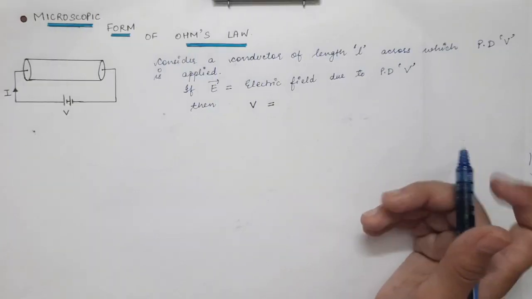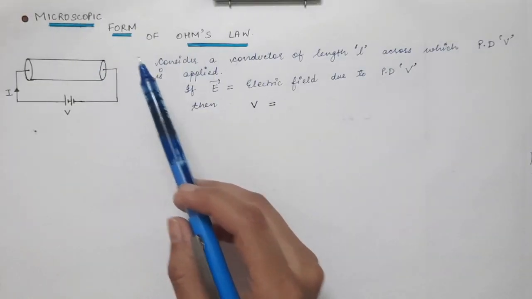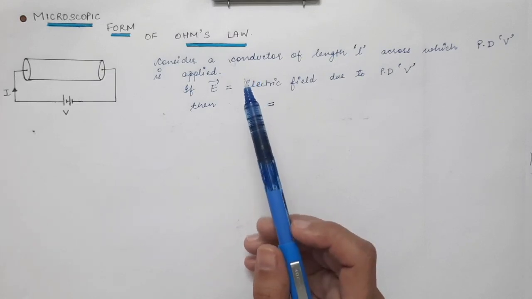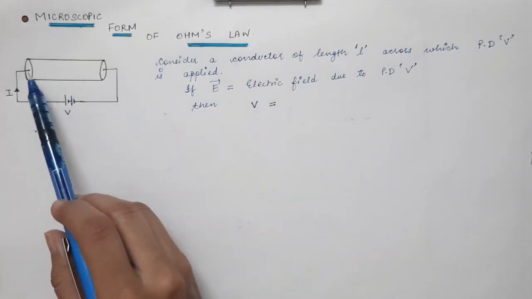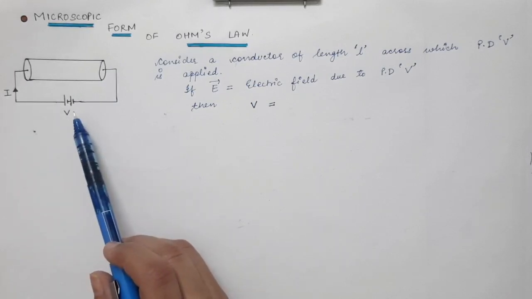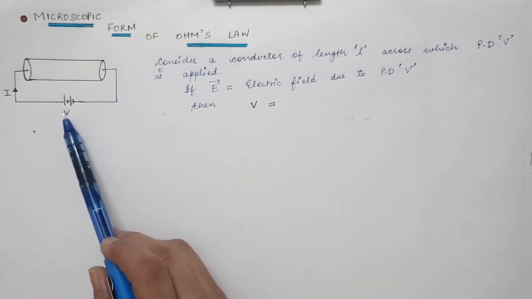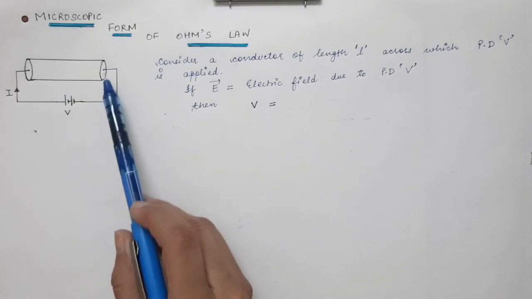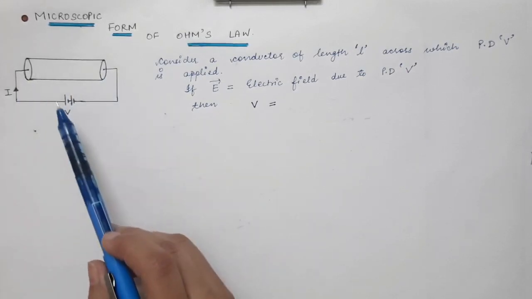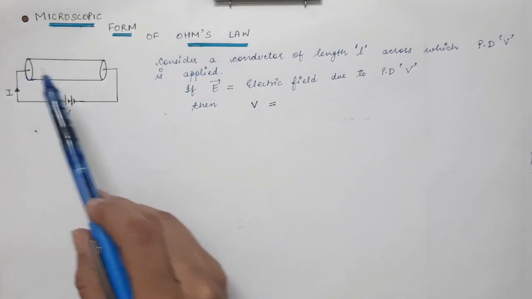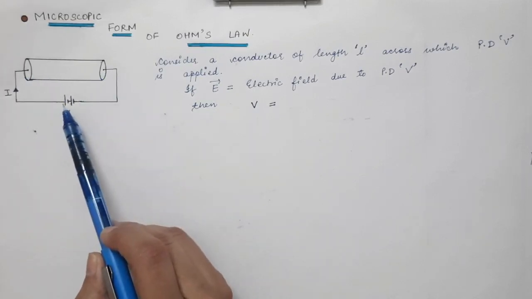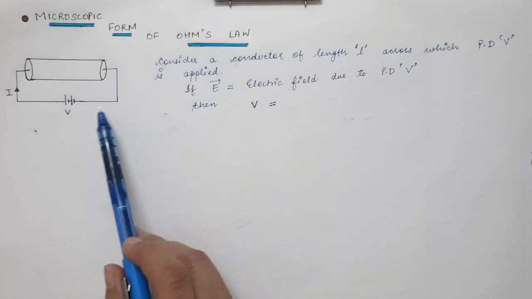Now we are going to start the next topic, the microscopic form of Ohm's law. In this case, we are going to take a conductor and apply a battery, that is, we are applying a potential difference of V, capital V, across this conductor. When a battery is applied across the ends of a conductor, the current starts flowing in this circuit.